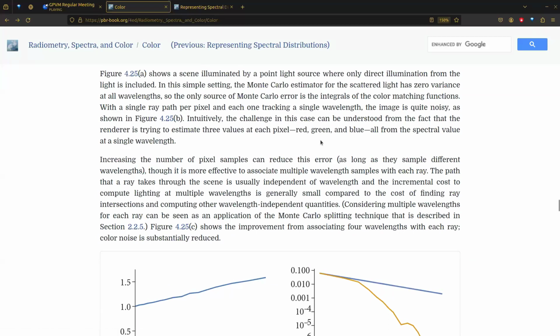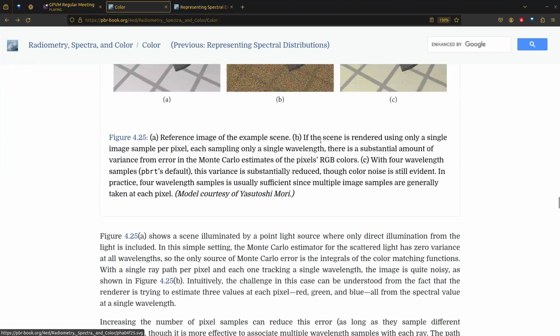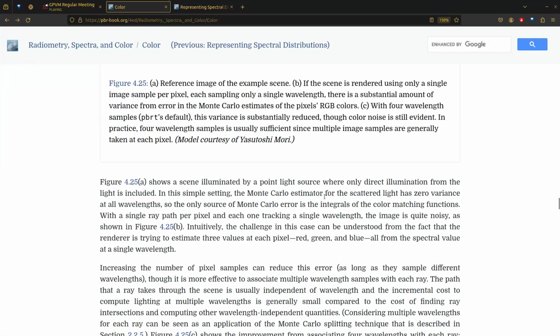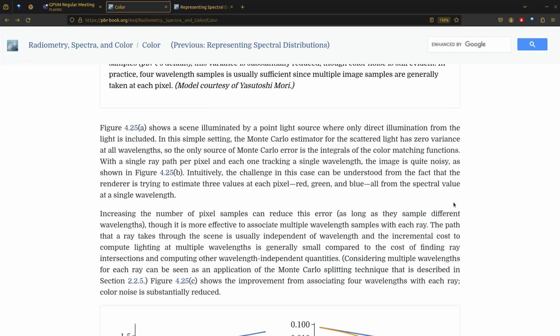Showing a scene illuminated by a point light source, where only direct illumination from the light is included. So in this setting, the estimator for the scattered light has 0 variance at all wavelengths. The only source of Monte Carlo error is the integrals of the color matching functions. With a single ray path per pixel, each one tracking a single wavelength, the image is quite noisy, as you can see in B.